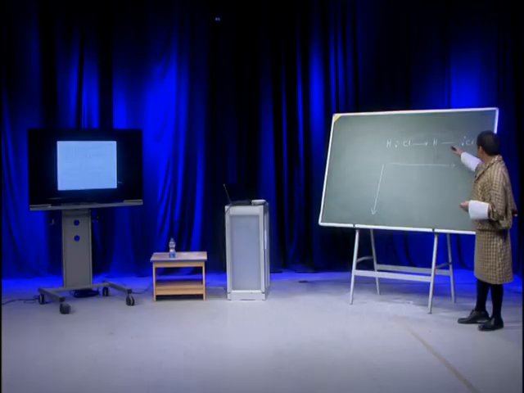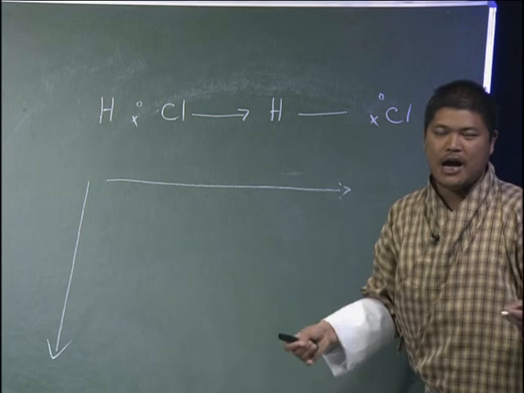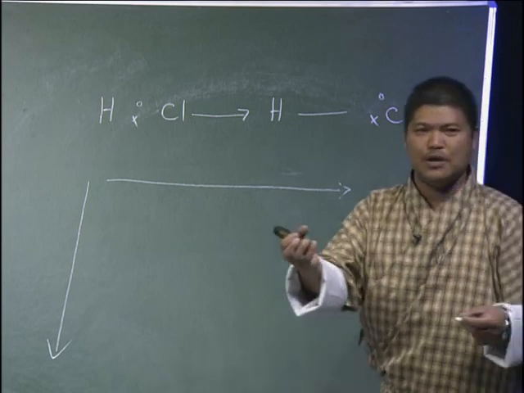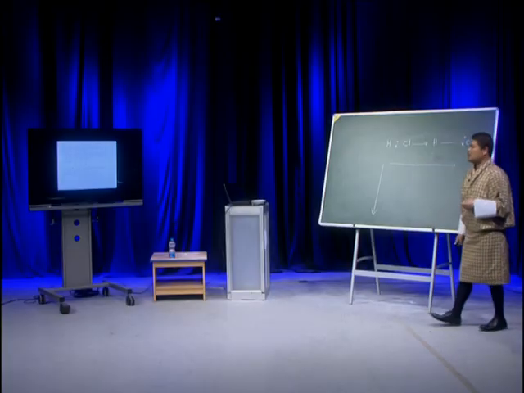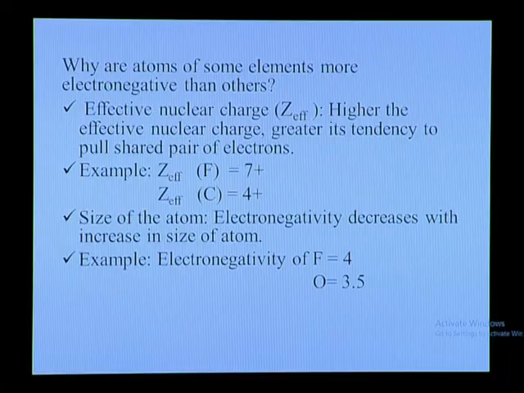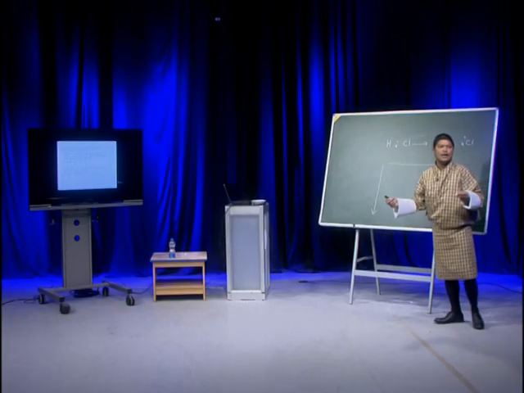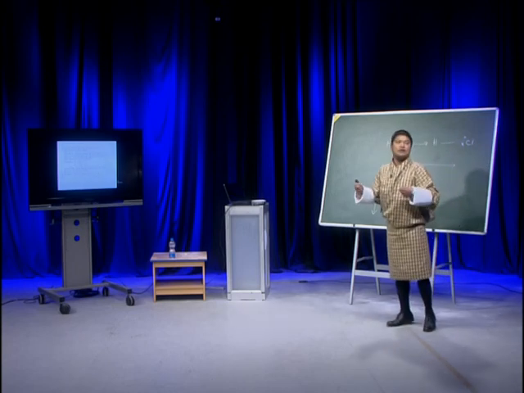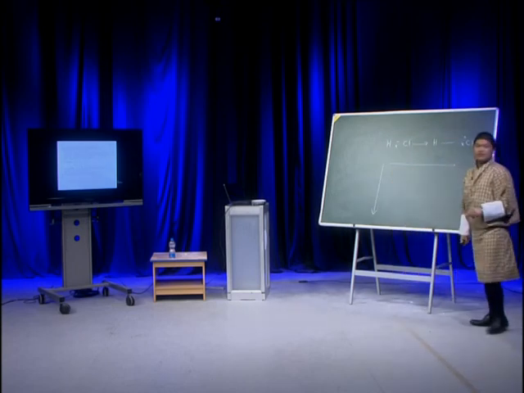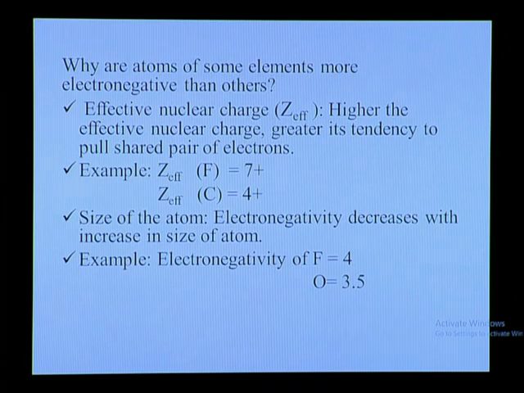So chlorine has high effective nuclear charge, so it has greater tendency to attract the shared pair of electron towards itself. Example I have here, for the fluorine, effective nuclear charge is +7, and for carbon it is +4. So definitely fluorine will have higher electronegativity than carbon. Now number 2, size of the atom. So electronegativity decreases with increase in the size of the atom.